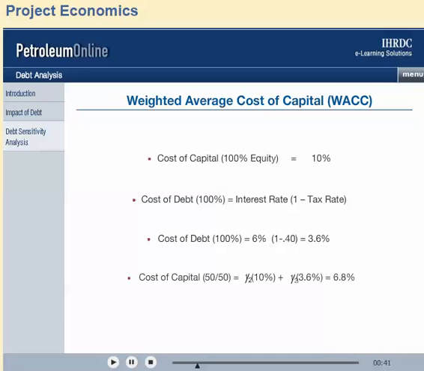Now if we have a 50% equity and 50% debt capital structure, then our weighted average cost of capital after tax deduction of interest is 6.8%, which is significantly lower than the 10% cost of capital for the full equity case.